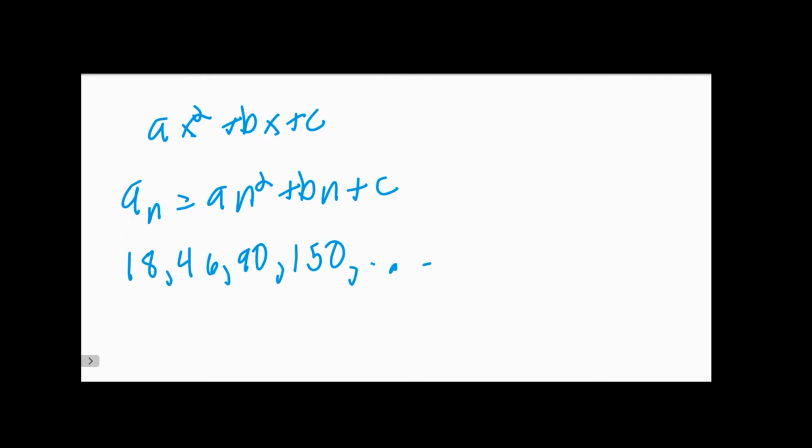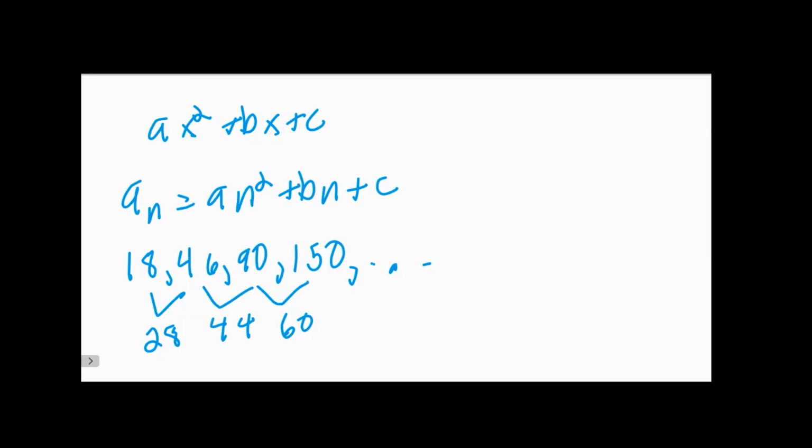We do want to look at what we're adding to get each number. As I go from 18 to 46, I'm adding 28. From 46 to 90, I'm adding 44. From 90 to 150, I'm adding 60. Those numbers aren't the same, but the difference of those differences is the same. That's the deal with a quadratic sequence: the difference of the difference is constant.